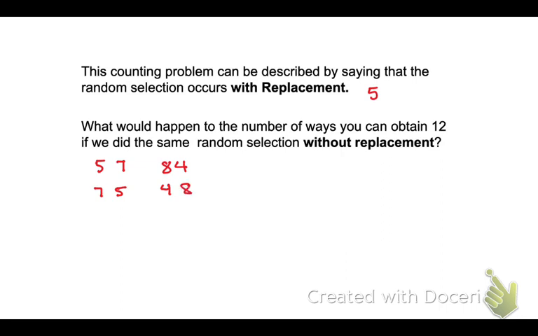So it went from 5 to 4. In general, without replacement, the number of ways it's going to happen will be less. So when you're reading a problem, make sure you know whether it is replacement or non-replacement.